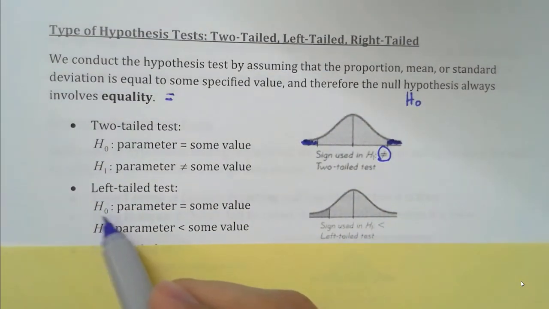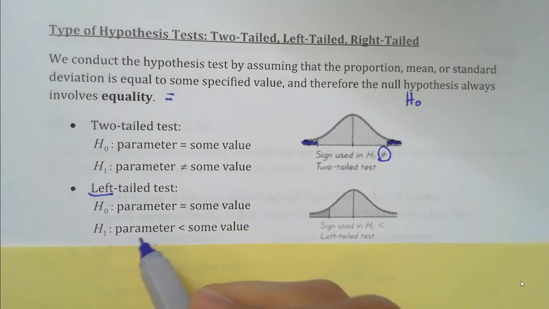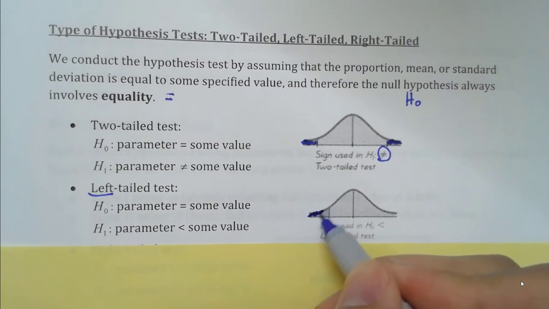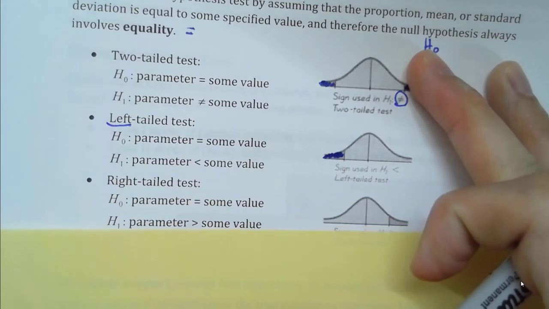For the left tail test, we let the H0, the null hypothesis, again always have the equal sign: the parameter equal to some existing value. And we are trying to have a claim, the alternative hypothesis H1, that the parameter now is less than some value. So there's a tip to remember. Left means the arrow is pointing to the left, or the parameter is less than some value. So it's pointing to the left, so the left tail only. There's no right tail.